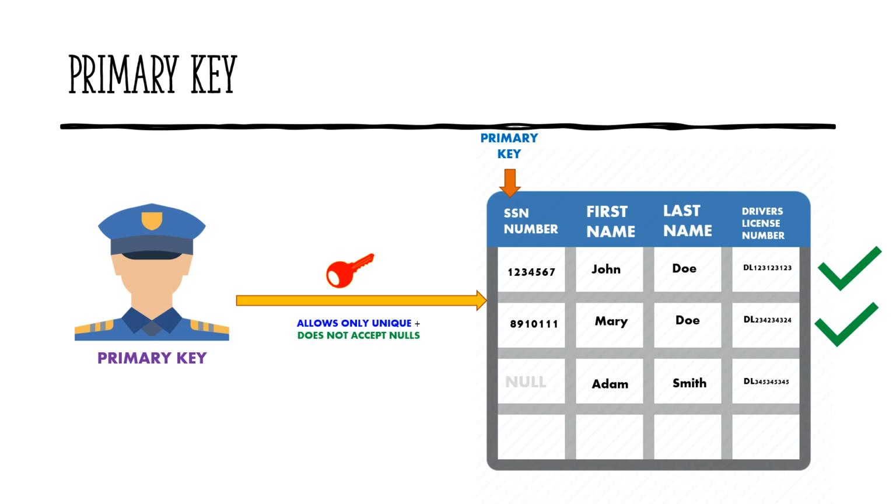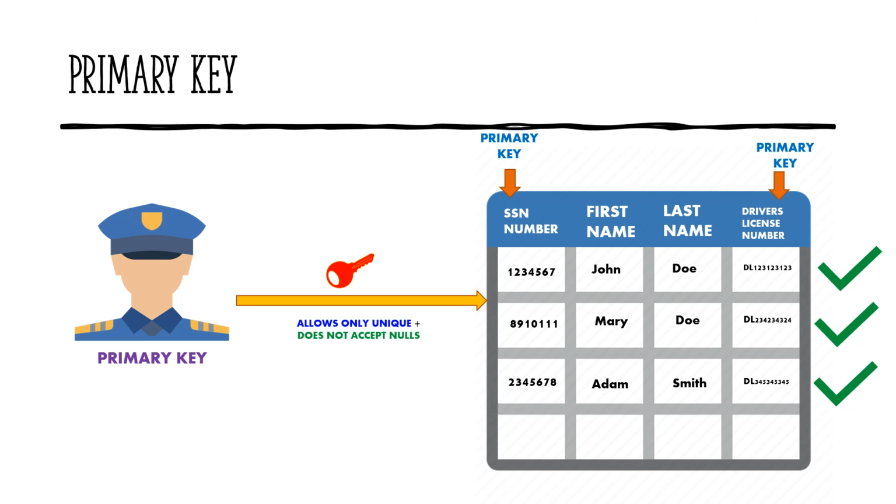And here I'm going to try to insert a null in the SSN number and it would not execute successfully. Why? Because the primary key does not accept any null values either. So here I'm going to change again the SSN number to a different value and then it's executed successfully.